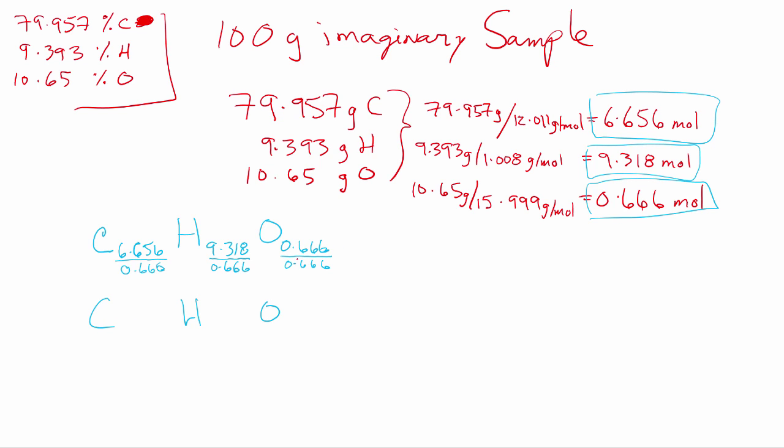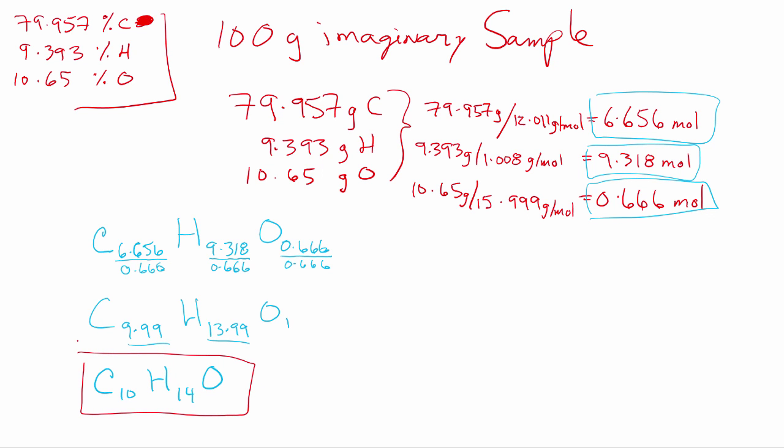0.666 divided by 0.666, that's a 1. 9.318 divided by 0.666, if you put that in your calculator, you get a number about 13.99. And similarly over here, you'll get a number about 9.99. Now, these numbers here just contain a little bit of rounding error, and you could probably express them with confidence like this. And we don't have to put the number 1 here because the number 1 is always implied. So there you have it, folks. That is the empirical formula for your compound, C10H14O.